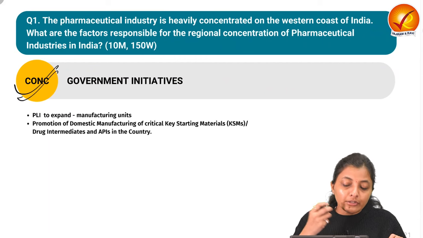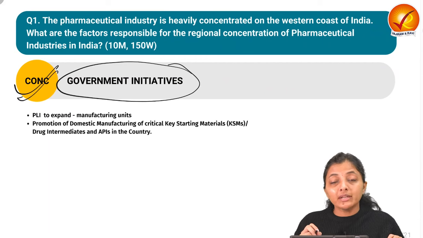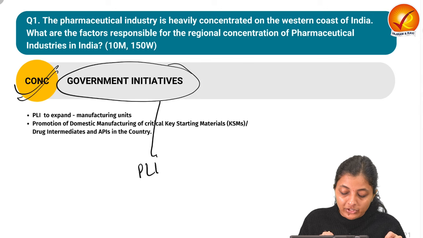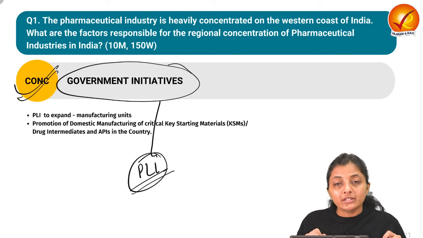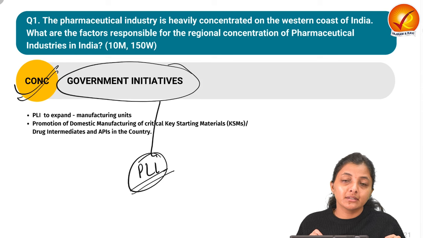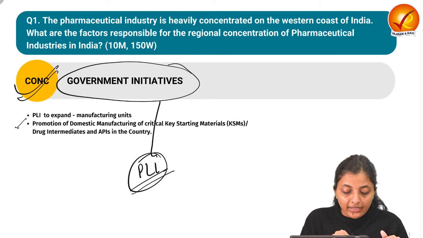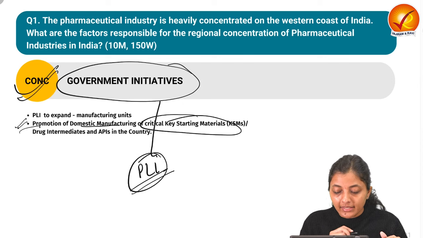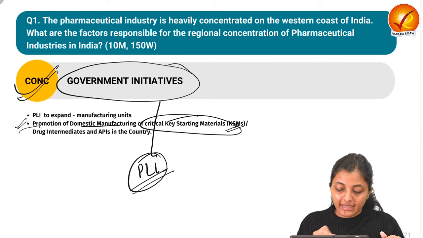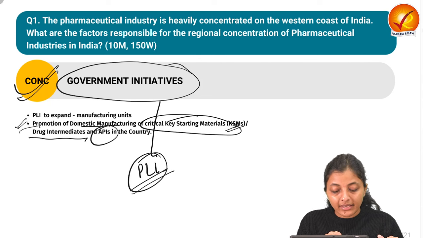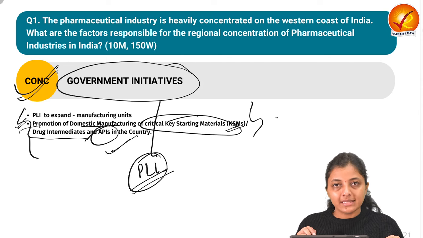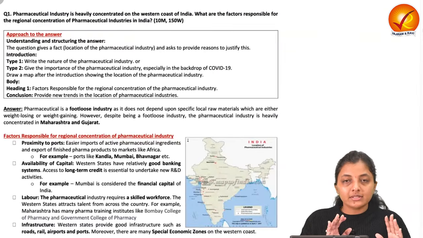Towards the conclusion, what we can write is that government is aiming to expand the manufacturing units. For this, government has come up with production linked incentives to expand the manufacturing units in the pharmaceutical cases, and PLI for the promotion of domestic manufacturing of the critical key starting material, which we say as KSMs, drug intermediaries, and the APIs in the country. So towards the end, you can write about the PLI scheme. So this was our first answer.